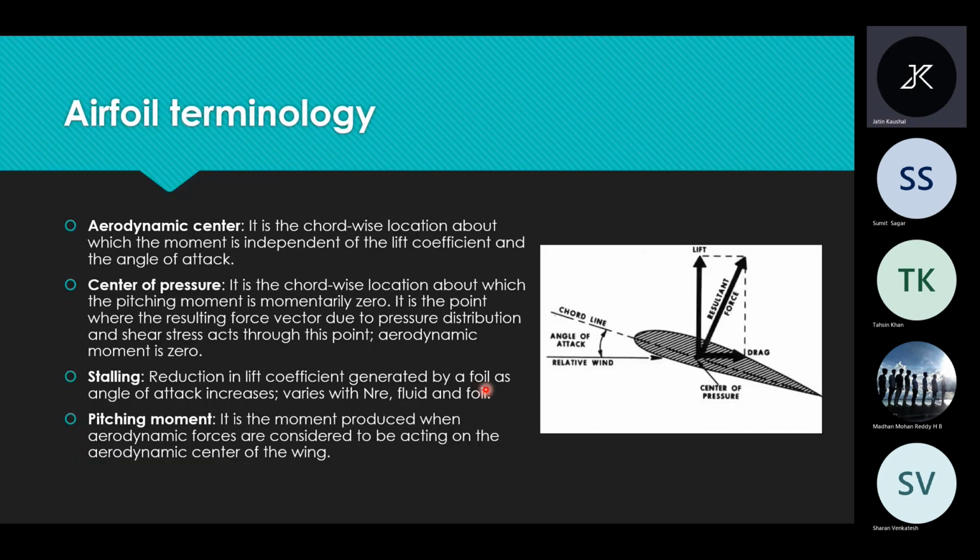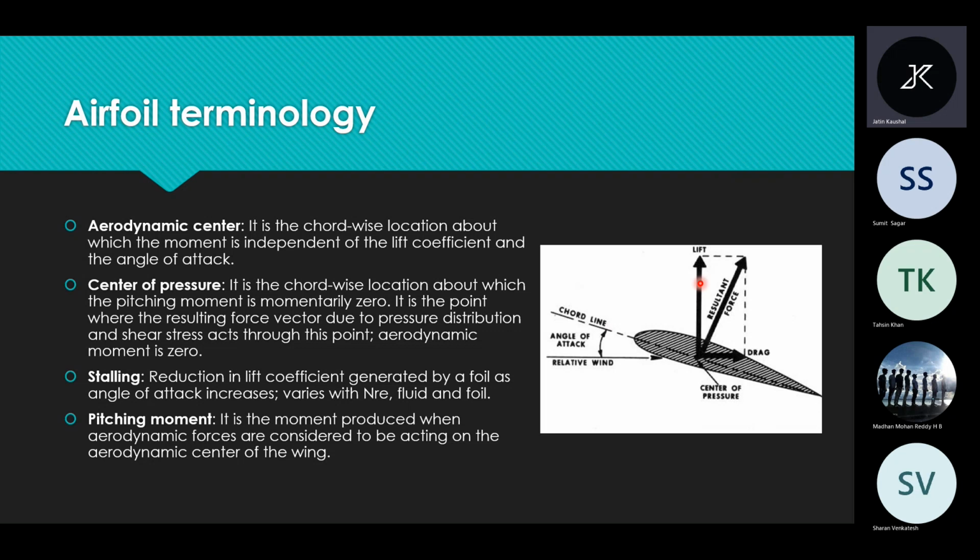Airfoil terminology, how we do the nomenclature of the airfoil. So this is a basic airfoil cross-sectional area of an object. This is the chord line that joins the leading edge and trailing edge. This is the angle of attack, the angle between the chord line and the relative wind direction. This is the total aerodynamic force, and lift force is the perpendicular component, and drag is the horizontal component in the opposite direction of motion.